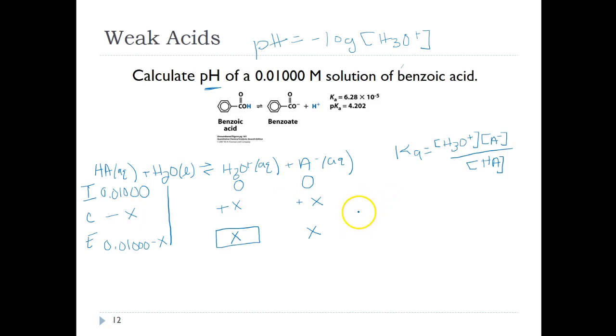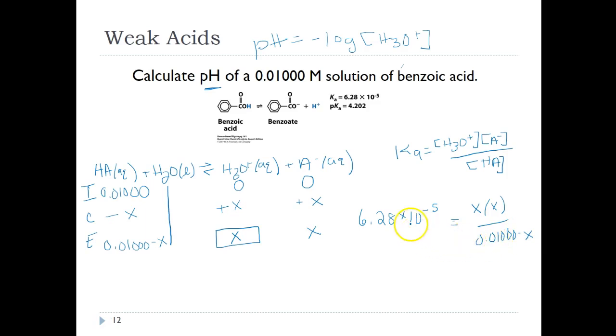So that's what I'm going to do. For Ka, I'm going to put 6.28 times 10 to the negative fifth, substitute that in for Ka. For the hydronium ion concentration, I'm going to say X. For A minus, I'm going to say X. And then 0.01000 minus X for the weak acid HA concentration.